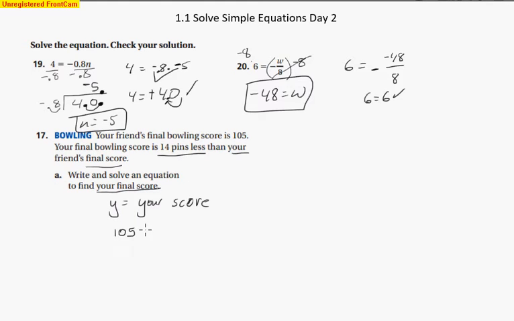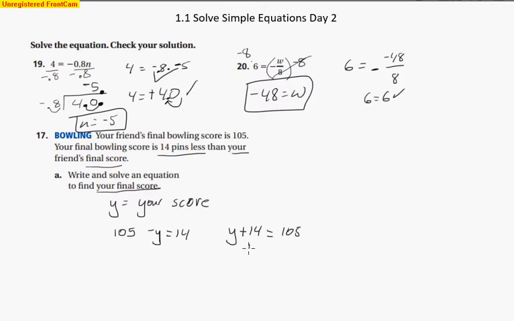And so if I wanted to do this a couple of different ways, I could. First of all, I could take the 105 and I could subtract your score, y, and that will equal 14 pins, because your score is 14 less than. So that's one way of setting up the equation. Another way to set it up would be this. We could take your score and add 14 points, since your score is 14 points less than the friend's score, and that would end up equaling 105. And so either of these equations will give us the answer. I'm going to use this one here.